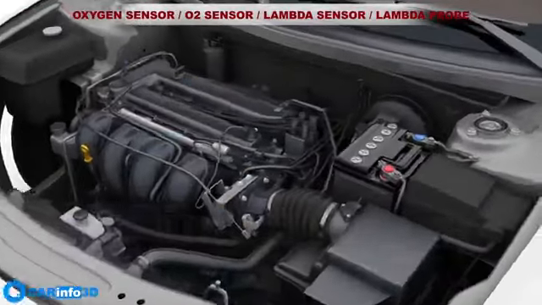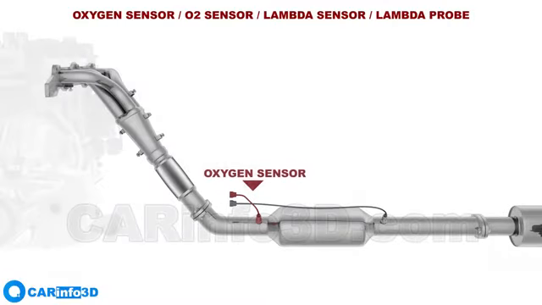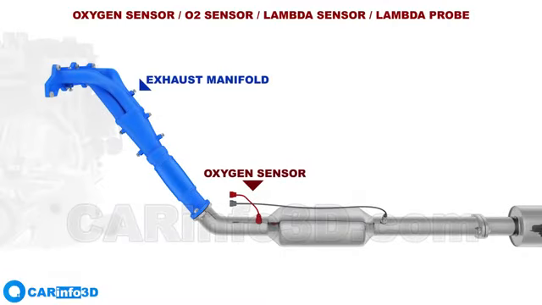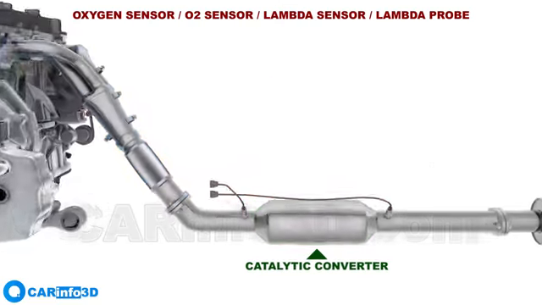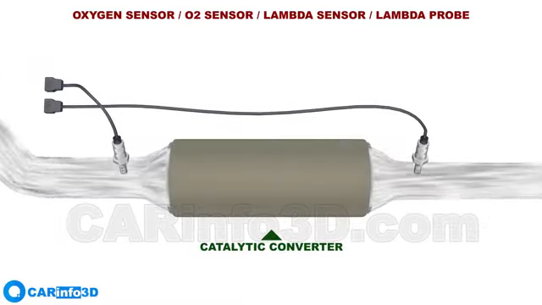The oxygen sensor, also known as the lambda probe, is situated in the exhaust system, either close to the exhaust manifold or directly in it, upstream of the catalytic converter. Some designs use more than one sensor. An additional sensor is then installed right after the catalytic converter. These sensors measure the amount of residual oxygen in exhaust gases.